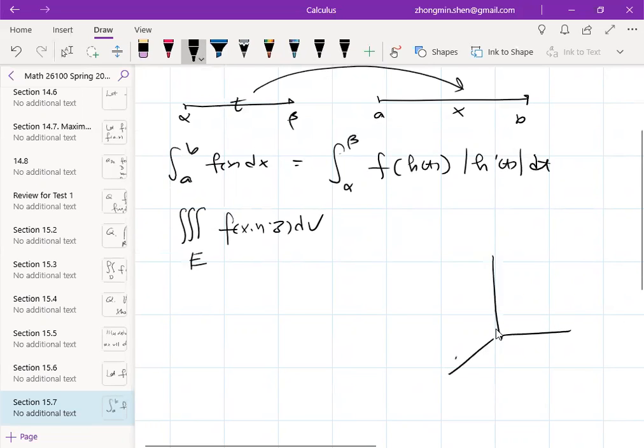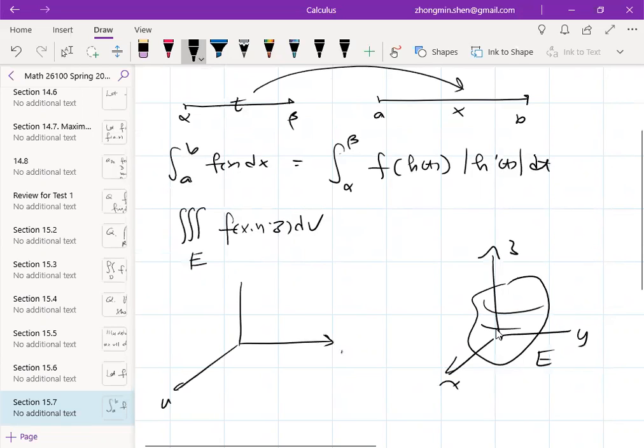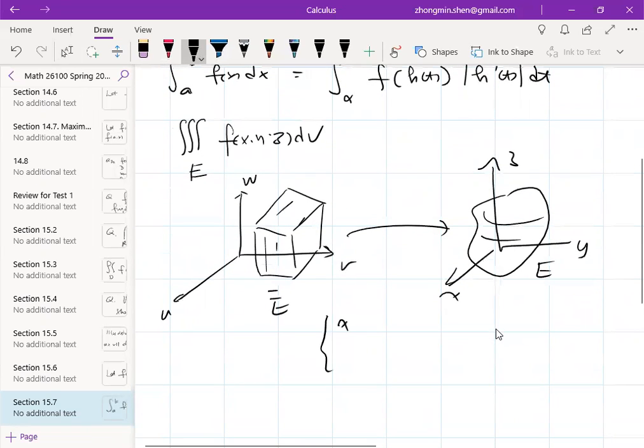So in here it's three-dimensional. This is the E, very complicated, with the x-axis, y-axis, z-axis. So I'm going to use, let's say, u, v, w. Maybe I get a very nice one here. Usually it's a nice one, a domain E bar. So I have a map. I'm trying to compare, but this time the map will depend on three variables u, v, w: x is going to be x of u, v, w, y is going to be y of u, v, w, z is going to be z of u, v, w. So it sends E bar to E.